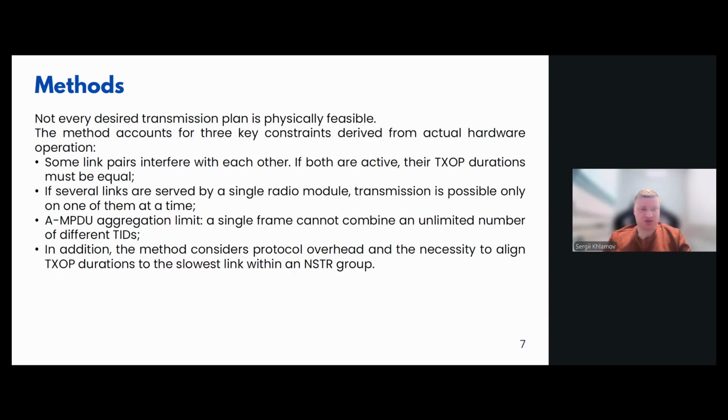Not every desired transmission plan is physically feasible. The method accounts for three key constraints derived from actual hardware operation. Some link pairs interfere with each other. If both are active, their TXOP durations must be equal. If several links are served by a single radio module, transmission is possible only for one of them at a time. Third, the A-MPDU aggregation limit: a single frame cannot combine an unlimited number of different TIDs. In addition, the method considers protocol overhead and the necessity to align TXOP durations to the slowest link within an NSTR group.